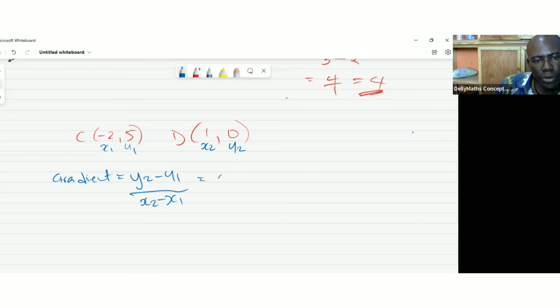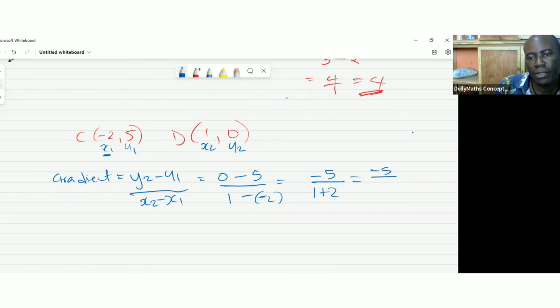So we're talking about 0 minus 5. We're substituting now x2, y2, and so forth. So we have x2, which is 1, minus x1, which is -2. You have to be careful with this. This is a -2. So basically, 0 minus 5 is -5, and then 1 minus -2 is a plus. So we end up getting -5 over 3. So that is the gradient of a line that passes through these points.